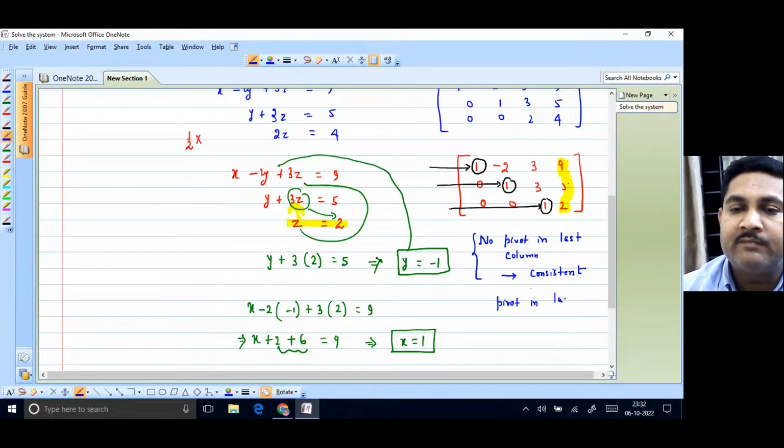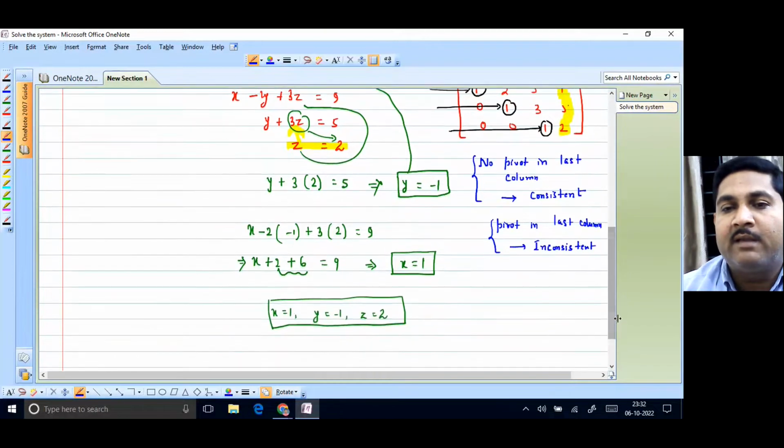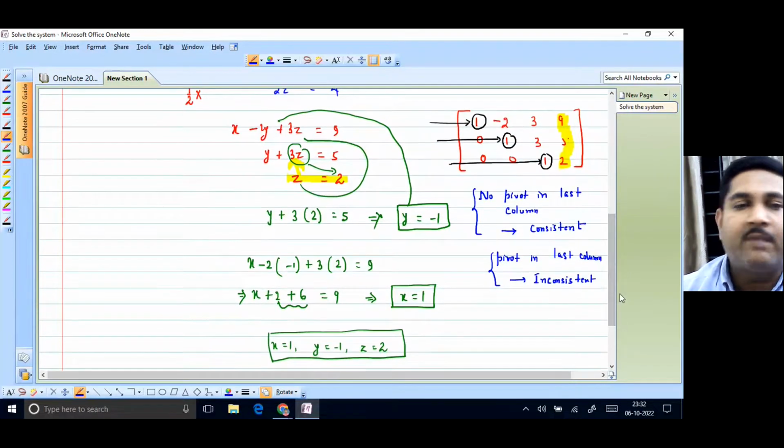See, a pivot in the last column indicates my system is inconsistent. And if it is inconsistent, I will stop the procedure because I know my system is not solvable, and I will stop my procedure at this end.